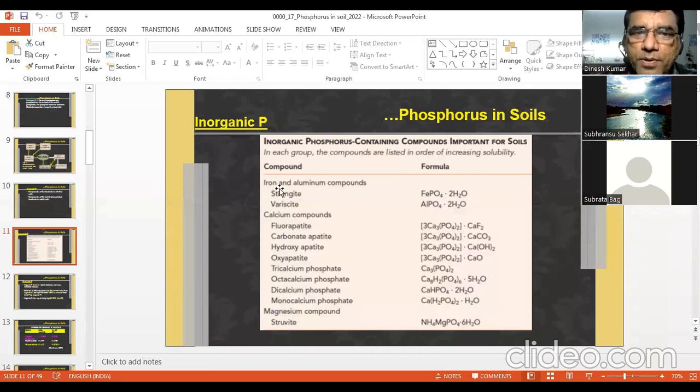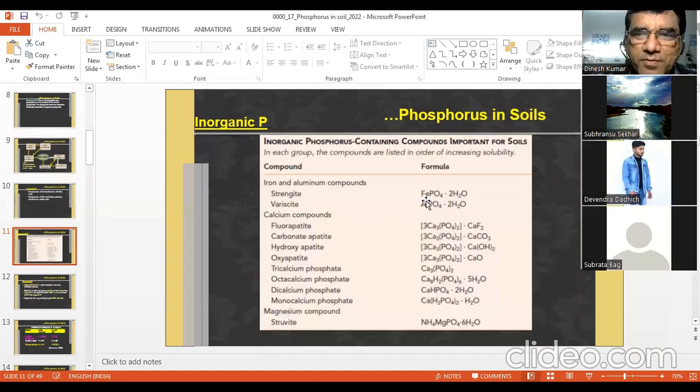You can take the first group, iron and aluminum compounds. The name of the mineral is strengite. This is FePO4·2H2O. Is it ferric phosphate or ferrous phosphate? Ferric, sir. Why? Sir, PO4 minus 3 will be balanced by Fe plus 3. Good. If you have valency 3 of iron, then it is ferric. If you have 2, then it is ferrous.